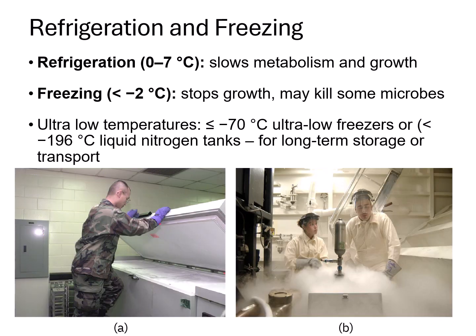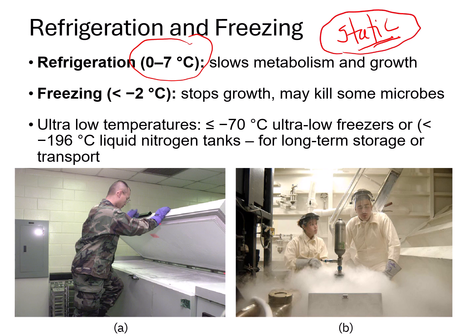Cold temperatures don't kill microbes, but they slow their metabolism and growth. So refrigeration and freezing, these are static, right? They inhibit growth, but they do not kill. Refrigeration, which is between 0 to 7 degrees Celsius, like our fridges at home, keeps food and medical supplies fresh. So these are bacteriostatic, but not bactericidal. Freezing, which is usually less than 2 degrees Celsius, halts metabolism and can kill some microbes, but many survive and can grow again when thawed.